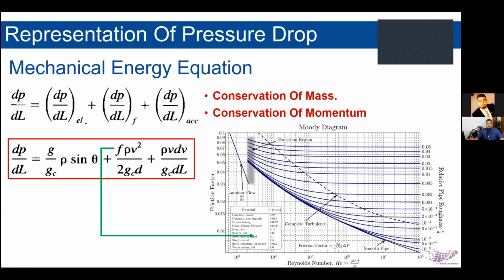You have the pressure drop due to elevation. This is number one. Number two, due to friction. And number three, due to acceleration. This is most of the time considered zero.